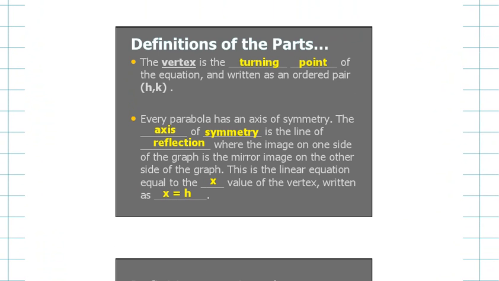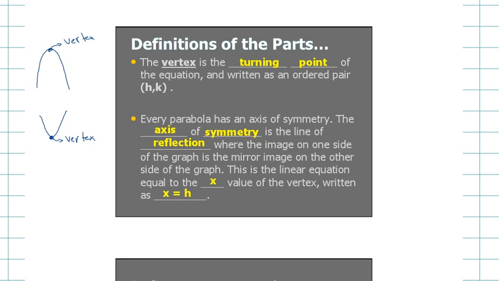So, as I told you earlier, the vertex is your turning point, right? I told you it's either the top of your hill or the bottom of your... what is it called? There's a name for it. I forgot. Okay, so this is the vertex. It's your turning point.